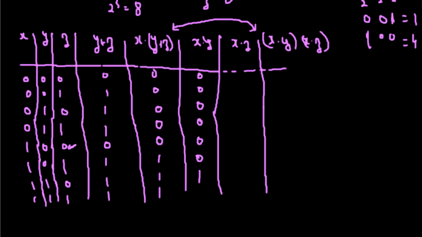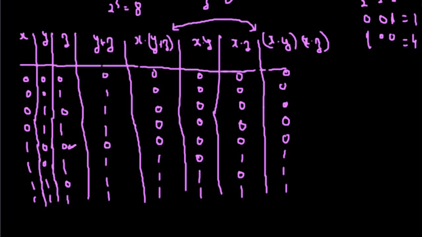Let's find x multiplied with z, which is 0 0 0 0 0 1. This would be 0, this would be 1. Okay, so now add these two columns, which is 0 0 0 0 0 1 1 1. From here you can see that these two columns are same. Okay, so this first distributive law is verified using the truth table.